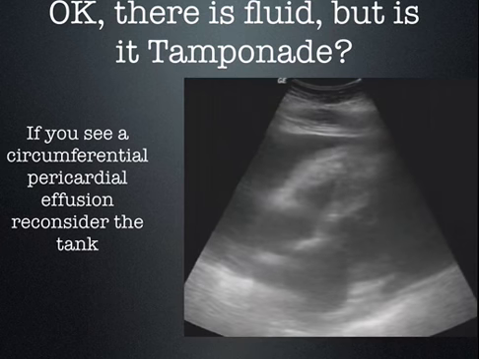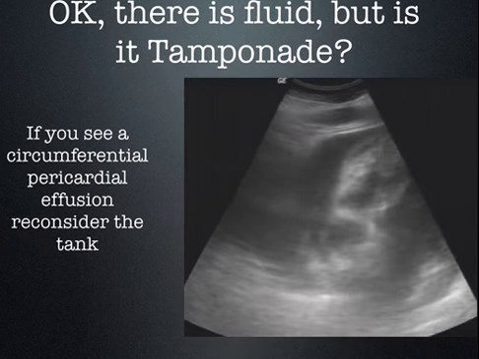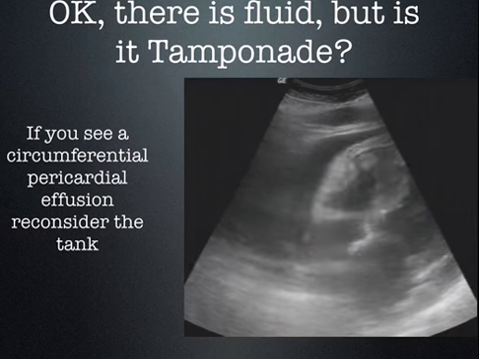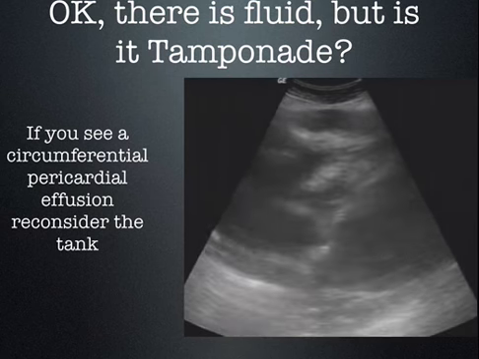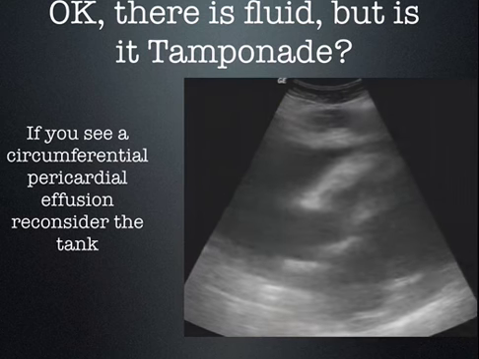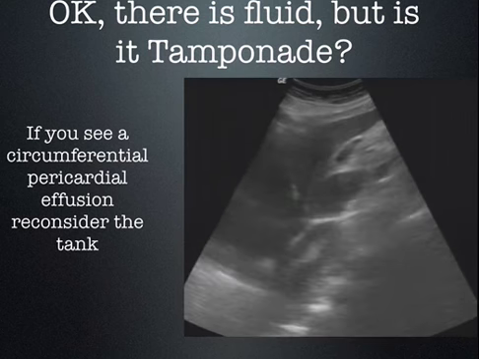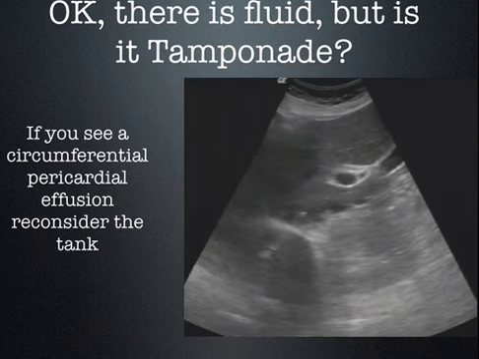We see here a subcostal window. There is a pericardial effusion. It's circumferential. We just went out of plane, but it's circumferential, so take my word on that. Now, looking at this, you may think this is clearly tamponade. Here's the inferior vena cava.